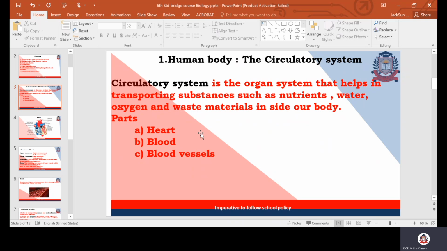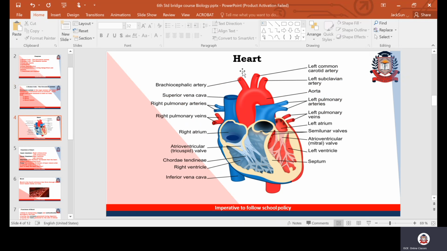Which are the parts of circulatory system? Circulatory system consists of heart, blood and blood vessels. So, heart, blood and blood vessels are the major parts of a circulatory system. Now, we will see the structure of the heart.